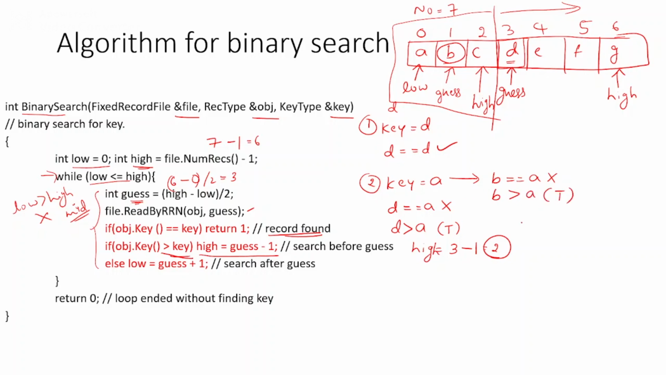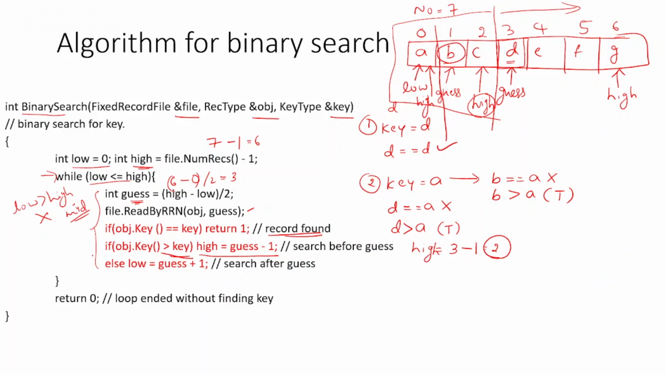This is true. When this condition is true, it will make high equal to guess minus 1. Now what is your high? This was your high initially. Now your high will become guess minus 1, that is nothing but this. This will be your high. So high and low are pointing to the same thing now, 0.